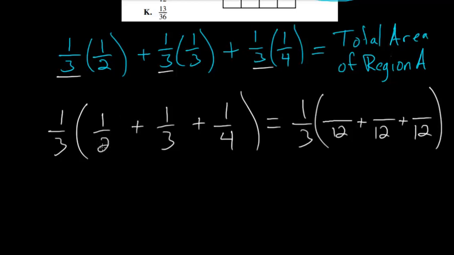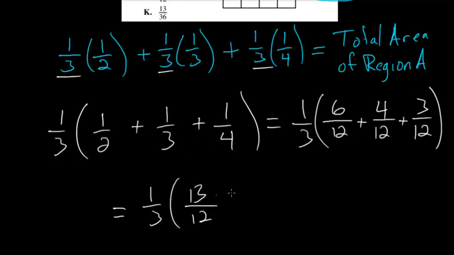You always want to think, what do you multiply the denominator by to get the new denominator? And whatever that number is, that's what you have to multiply the numerator by. Since we multiplied 2 by 6 to get to 12, this 1 will also be multiplied by 6 and become 6. This 3 was multiplied by 4 to get to 12, so 1 will be multiplied by 4. And this 4 was multiplied by 3 to get to 12, so we multiply 1 times 3, which is just 3. So this is equal to 1/3 times the sum of these fractions. Since they all have the same denominator, we can just add straight across the top. 6 plus 4 is 10, plus 3 is 13.